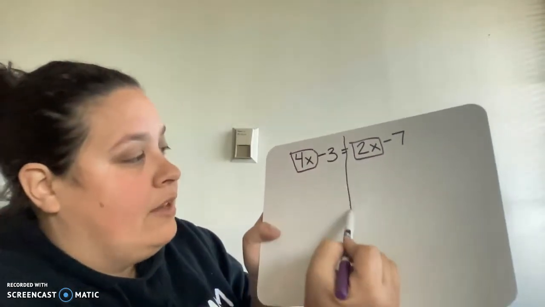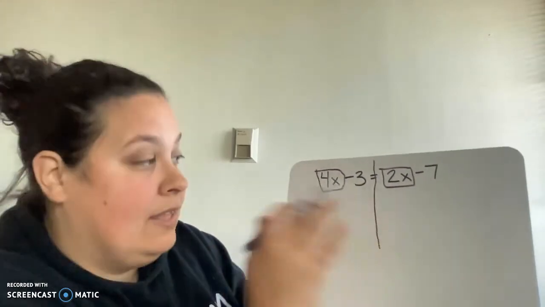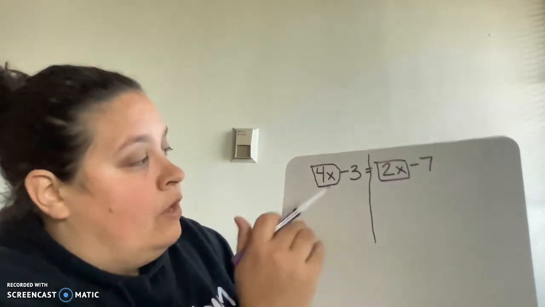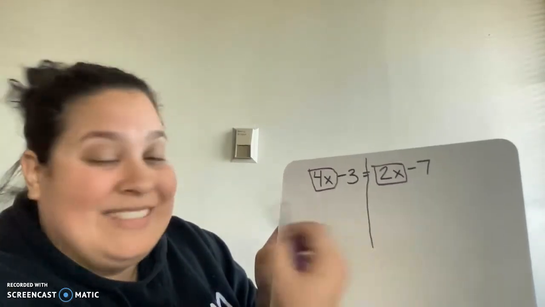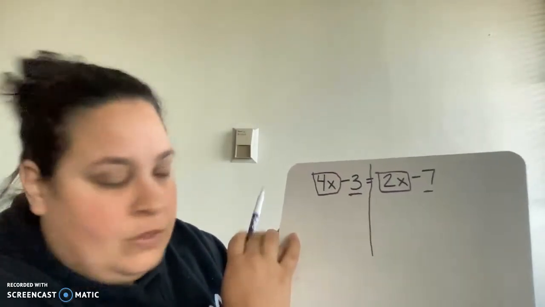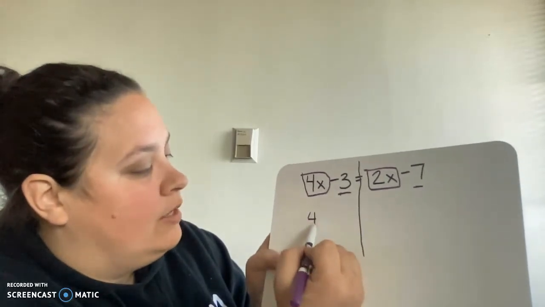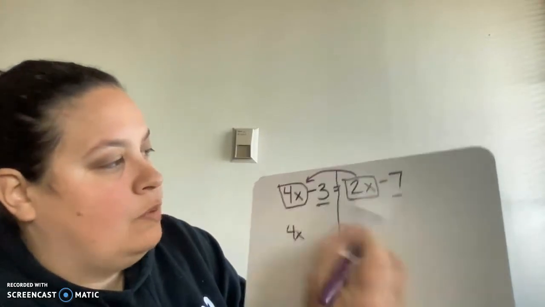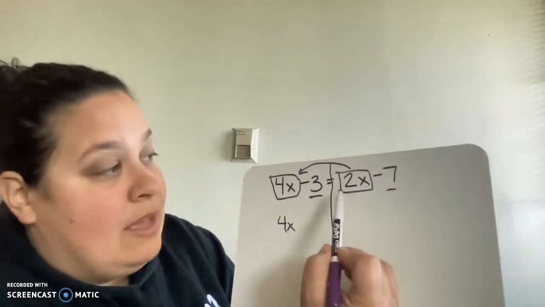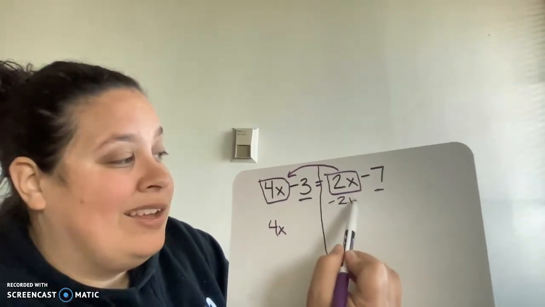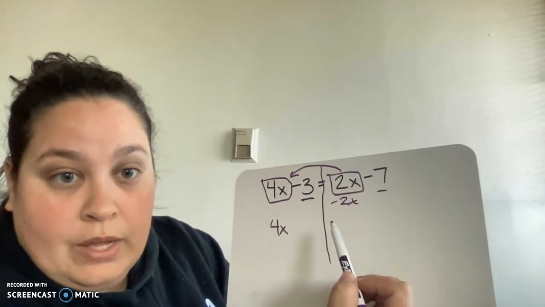I'm going to draw my line down the middle so that way we can see the two sides. Anything that moves from one side to the other has to change signs. Okay? So I want these two x's together on one side, and then I want these two numbers together on the other side. So I'm going to leave this 4x here, and I'm going to move this 2x to this side. Now again, this is a positive 2, which means the only way to get rid of it is to subtract 2. Okay?